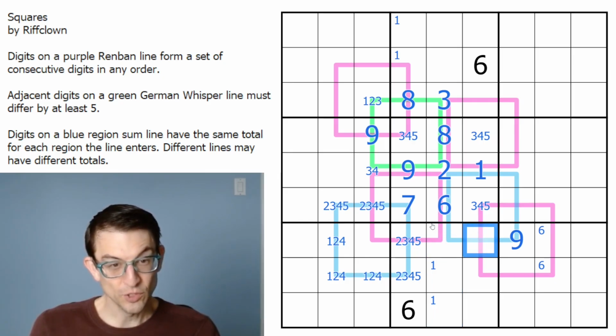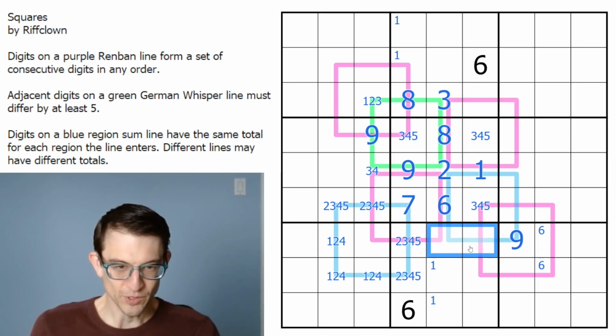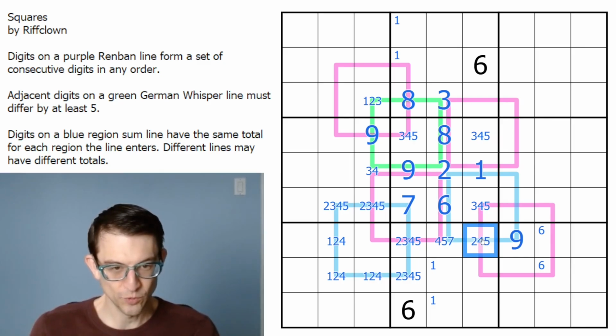Let's see. So this doesn't have a 1 on it. So this is somewhere between 2 to 7. Should I start? Maybe I should. So the possibilities here are 4, 5, and 7, right? Because 2, 3, and 6 are taken. That makes this 2, 4, or 5.